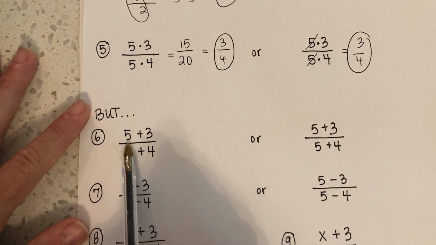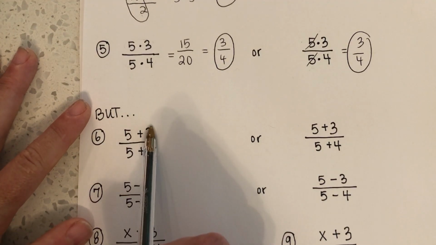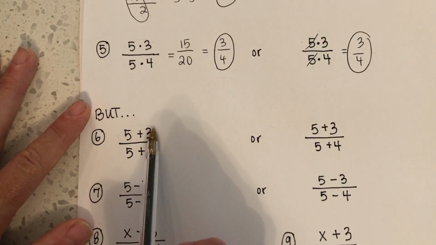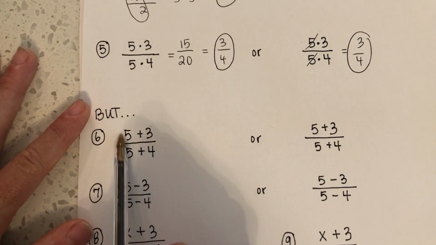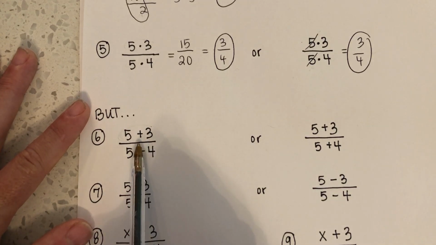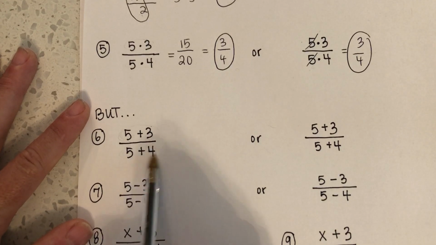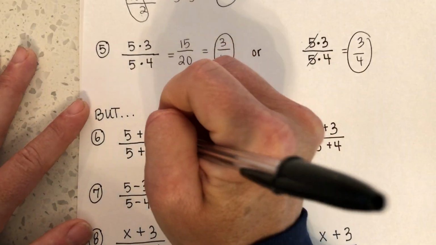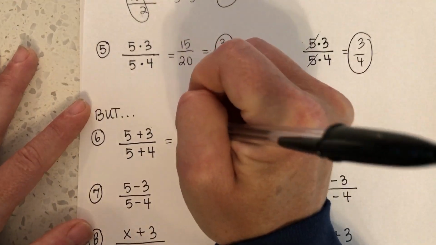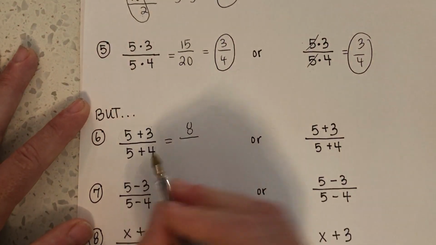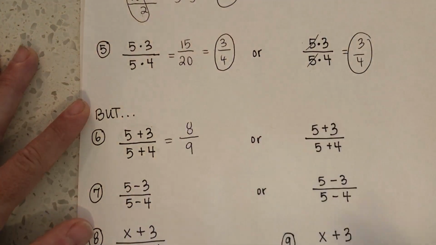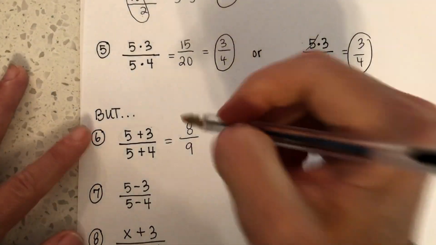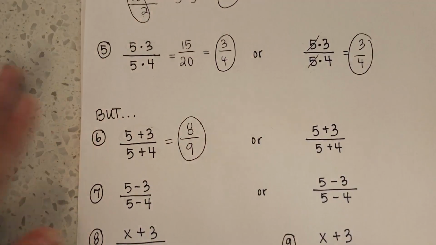All right, so watch. This problem clearly says to do 5 plus 3, right? That addition is holding this together like a package. I have to do 5 plus 3, and then I have to divide it by 5 plus 4, right? It's holding the 5 and 4 together like glue. It's a package. All right, so technically I'd have to do 5 plus 3 is 8 over 5 plus 4 is 9, and then I would look to reduce, but 8 over 9 doesn't reduce. So the answer is 8 over 9.